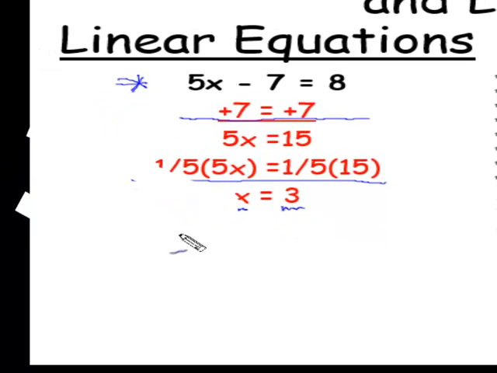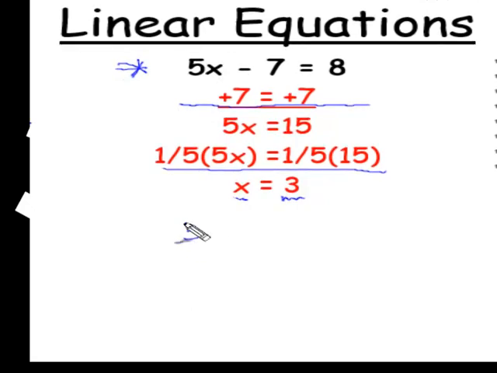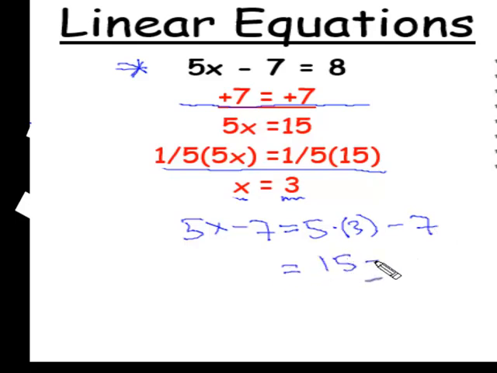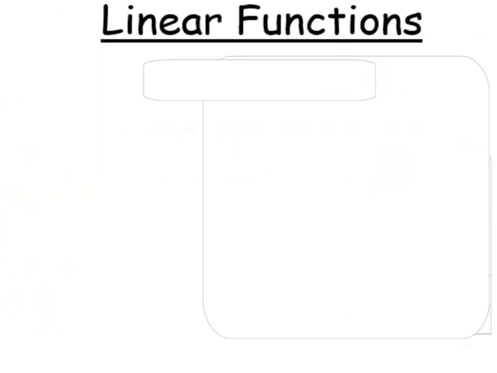We check this by computing 5x minus 7 when x is 3. That's 5 times 3 minus 7, which gives us 15 minus 7, which is 8. So we have checked that when x is 3, 5x minus 7 does equal 8. Now let's start understanding these linear equations by relating the linear equation to linear functions.